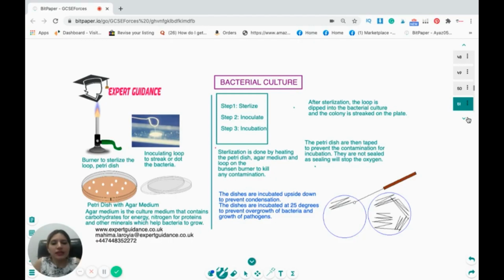Now, this is a little practical question on how to culture the bacteria. To culture the bacteria, we have 3 steps: sterilize, inoculate, and incubate. What are the equipments we require to culture the bacteria? We require a burner so that we can sterilize everything we use by heat to kill any other bacteria or pathogen which is there. This is an inoculating tube.